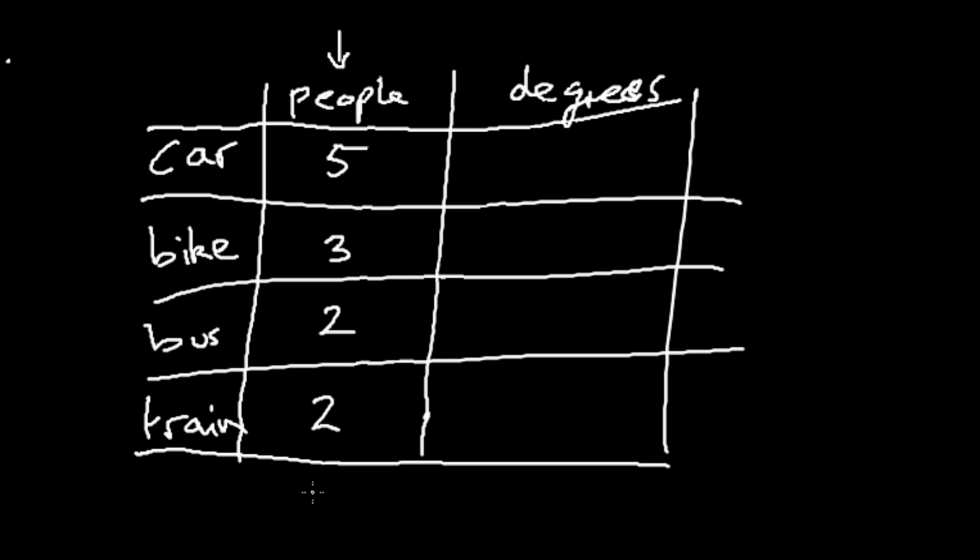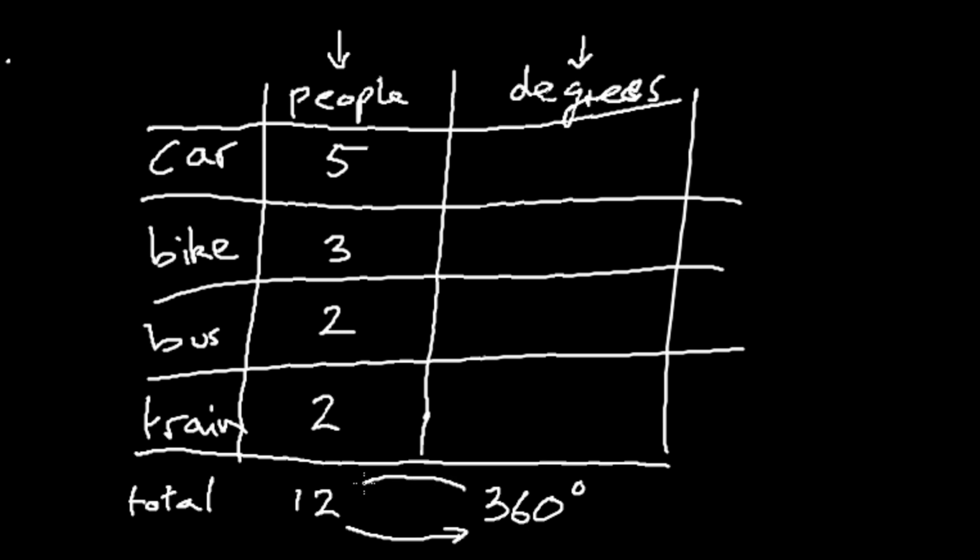So what degrees do you definitely know about on a circle? It's going to be the total. The total degrees of a circle is 360. Then you add up these people, which makes 12. Again, you've got two numbers that are related to each other. And to find the scale again, you can do 360 divided by 12.